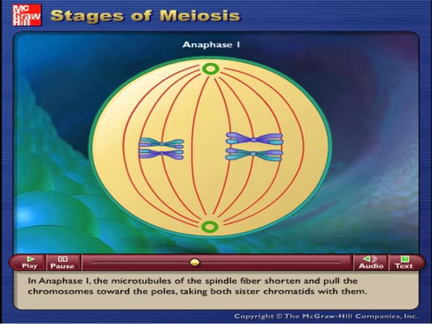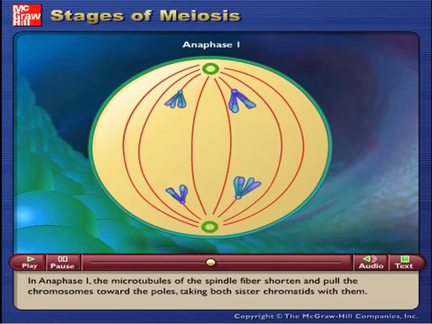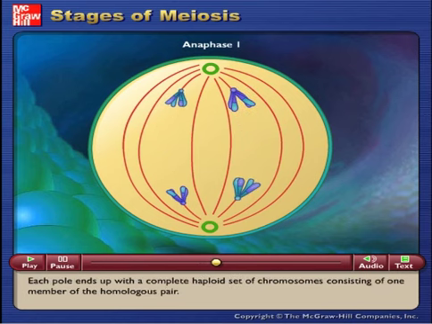In anaphase 1, the microtubules of the spindle fiber shorten and pull the chromosomes toward the poles, taking both sister chromatids with them. Each pole ends up with a complete haploid set of chromosomes consisting of one member of the homologous pair.